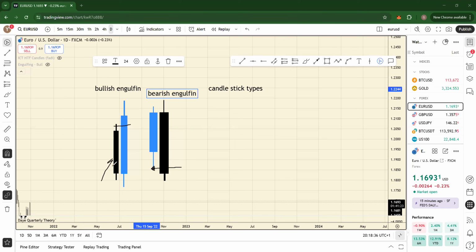Just like this one closed above. Remember, this is a bearish candle and this is a bullish candle. The black is a bearish candle. So what do we have here? A bullish engulfing and a bearish engulfing. I want the story that this tells us.